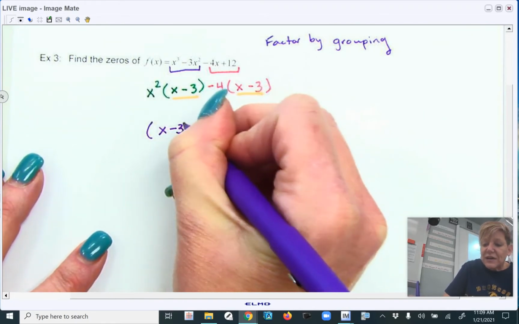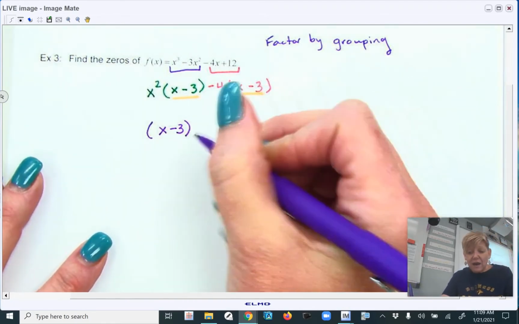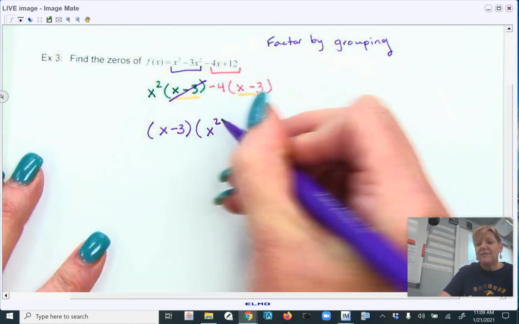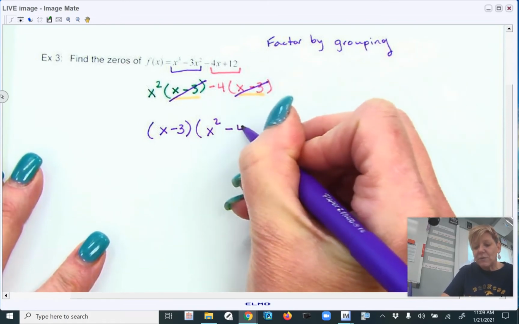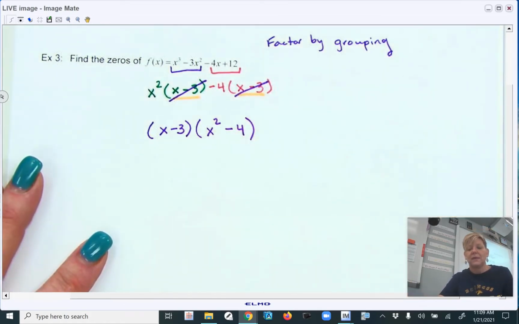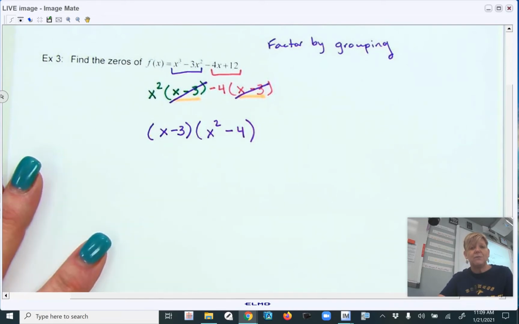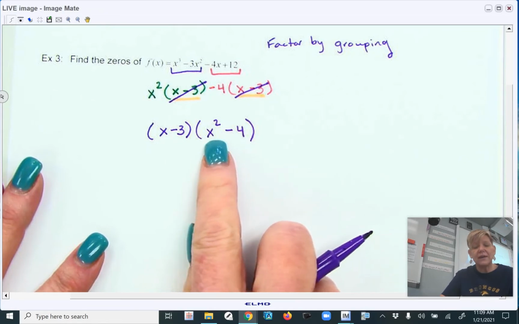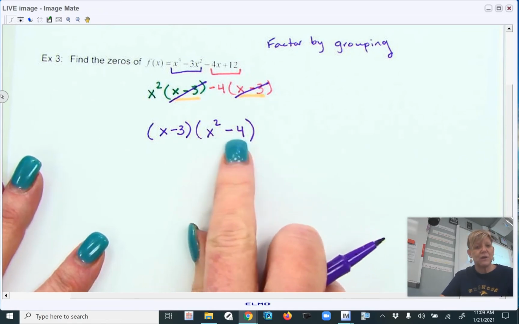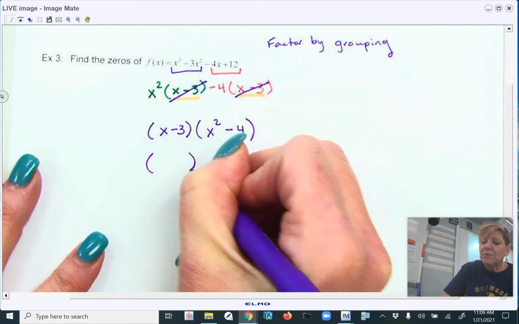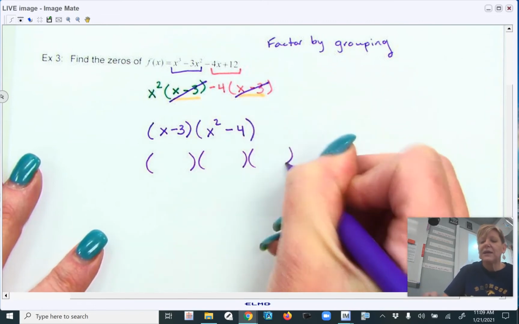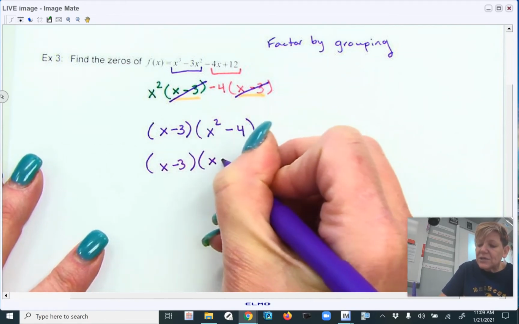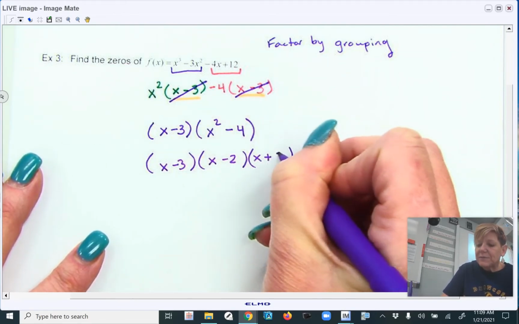When I factor it out or divide it out, what's left? So if this divides out, I have an x squared. If this divides out, I have a minus 4. So I've started my factoring process, and then I see if it can factor some more. Here I still have a quadratic. It's actually a difference of perfect squares, so I know it can factor more. And it can factor to be x minus 3, x minus 2, and x plus 2.